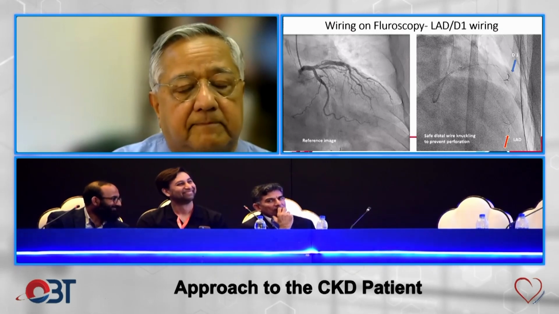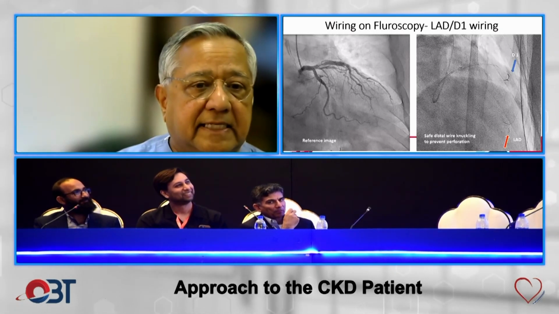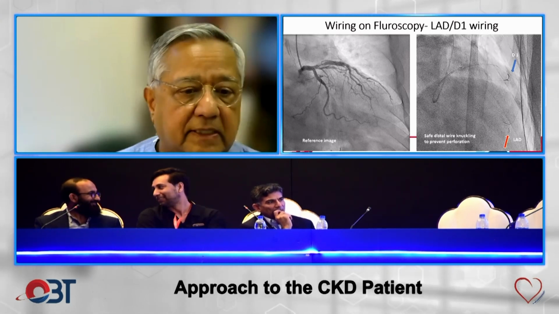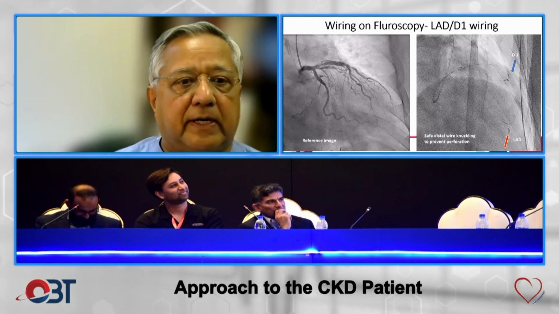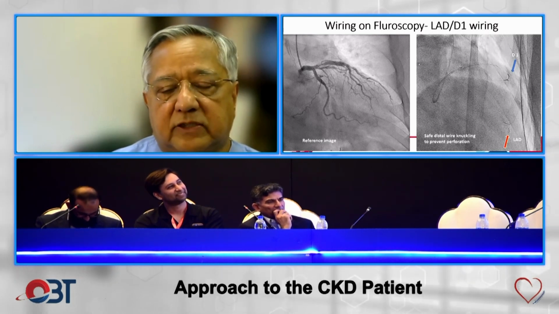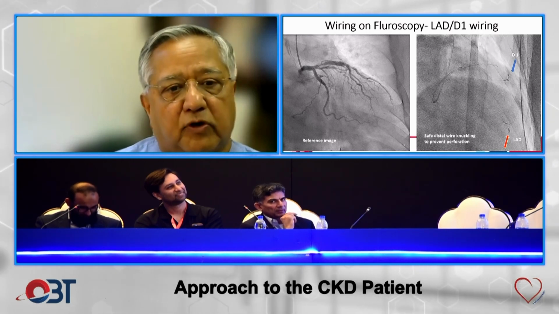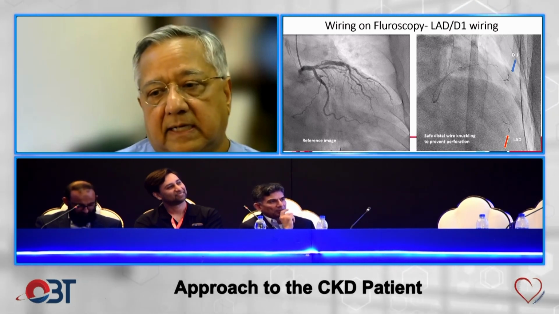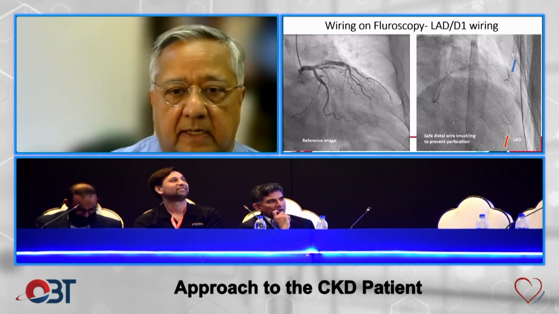Now, what about wiring blindly? For example, if you've taken a single image, a reference image, and you know where your artery is, if you're a good operator, you can wire down the LAD. This wire on the other side shows you that it tracks the LAD, and after you cross the lesion, buckling is okay. Similarly, you can do the same thing for the diagonal branch.